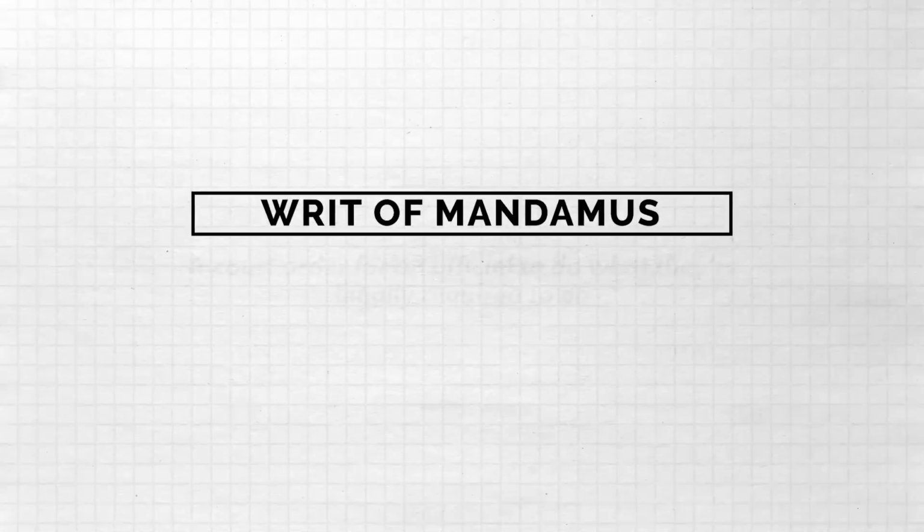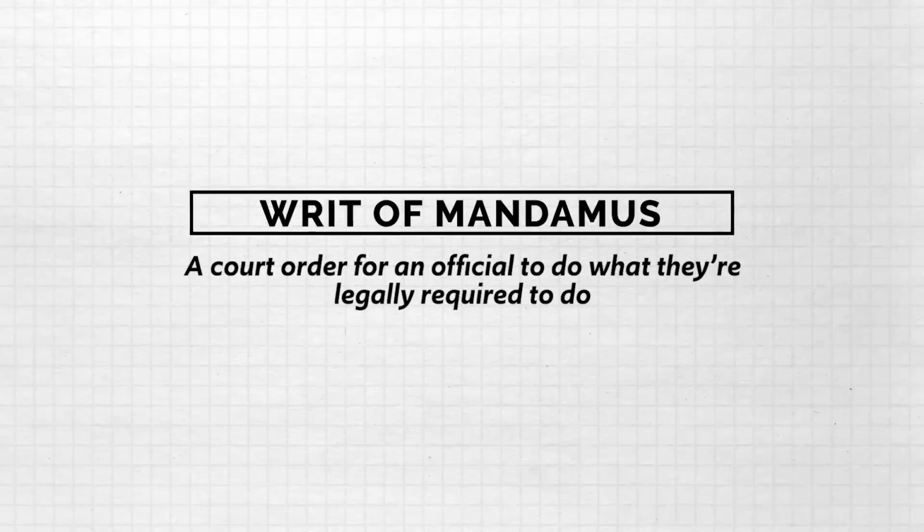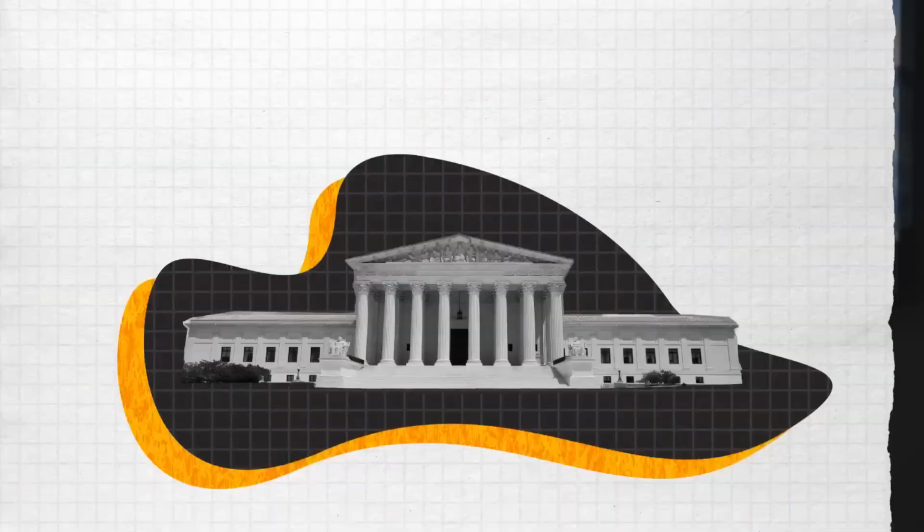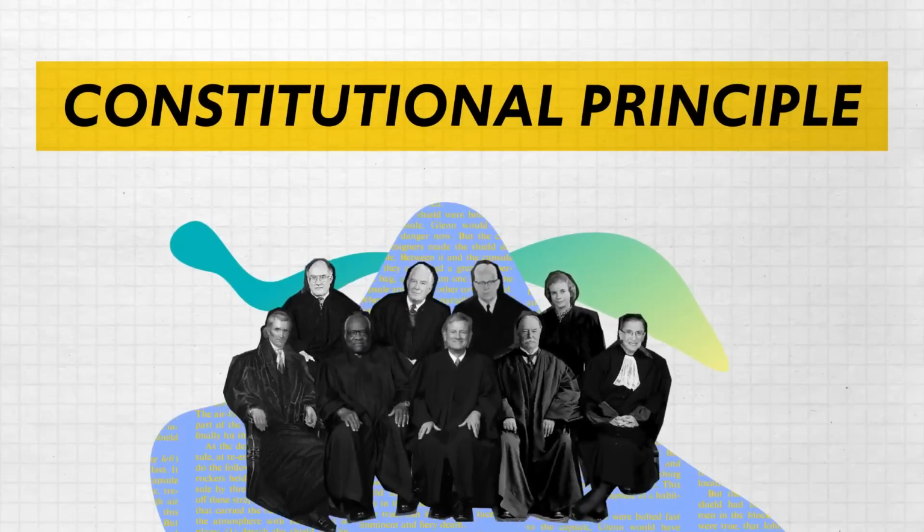And so he sued Madison in the Supreme Court to get his commission by what's known as a writ of mandamus, which is just a court order for an official to do what they're legally required to do. So Marbury wanted the court to issue a writ of mandamus in order for Madison to deliver the commission. Okay, now let's talk about the constitutional principle at stake in this case.